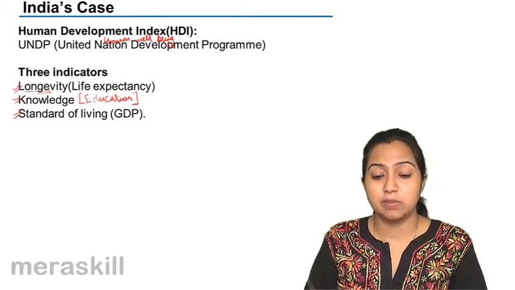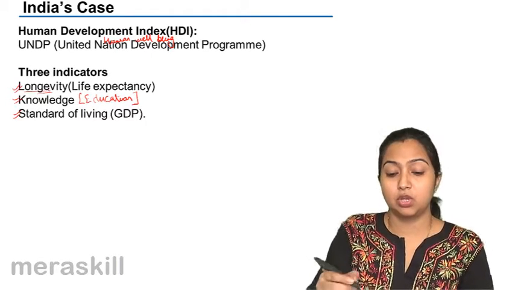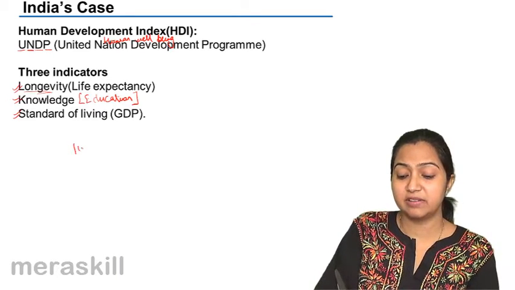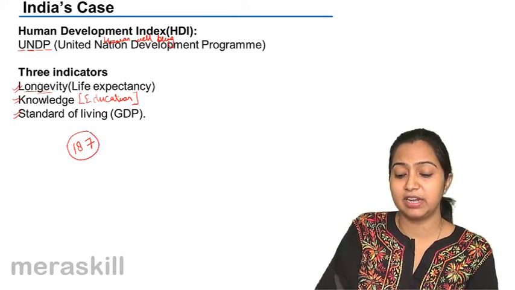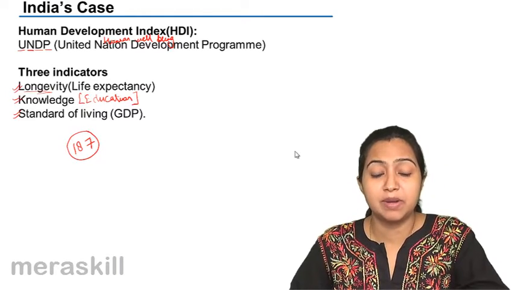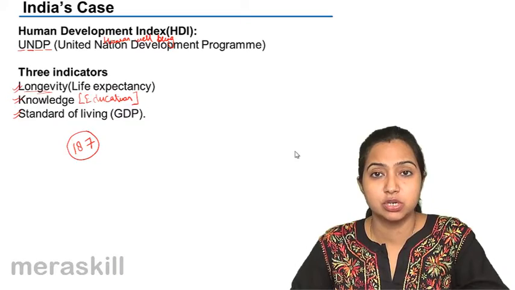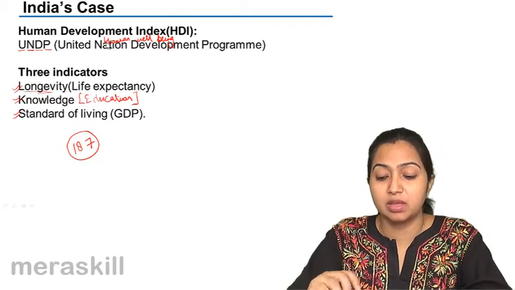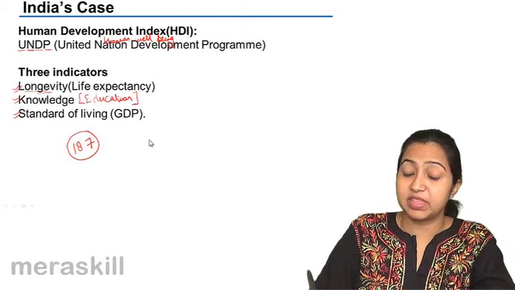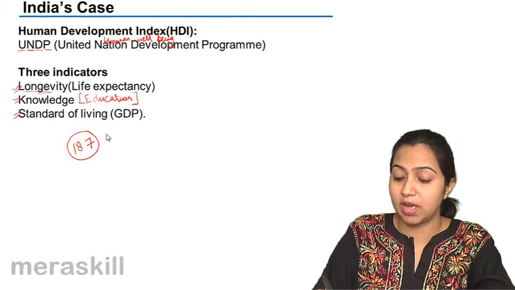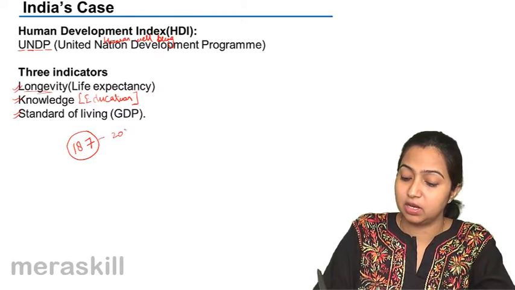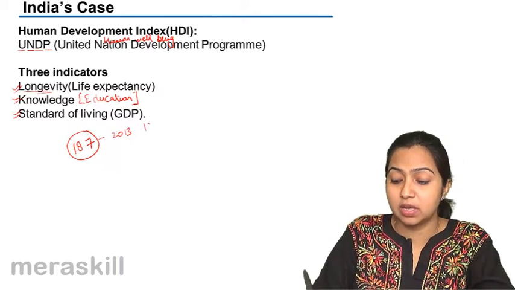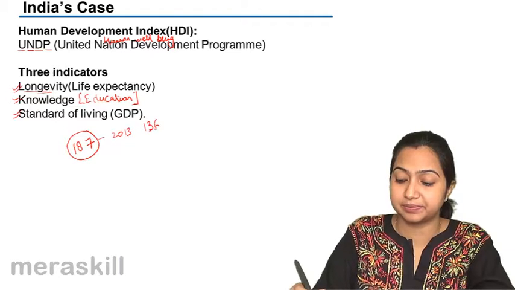This index is measured by UNDP, United Nations Development Program. It is a survey which is conducted in 187 countries. The Human Development Index is calculated by UNDP. Recently, they conducted a survey on 187 countries. In the year 2013, out of 187 countries, India's rank was 136.